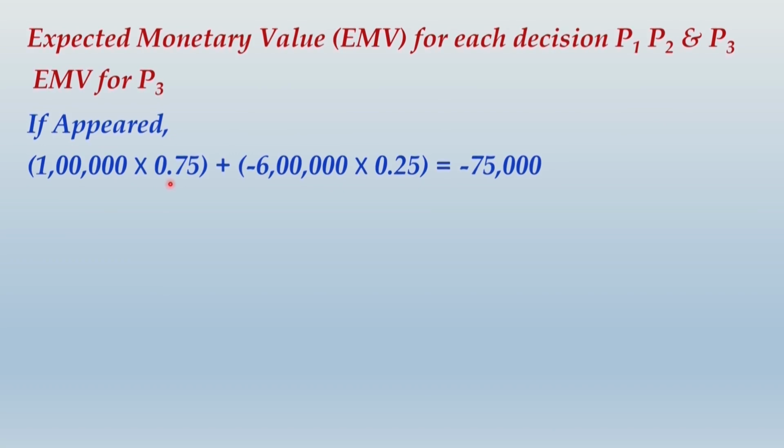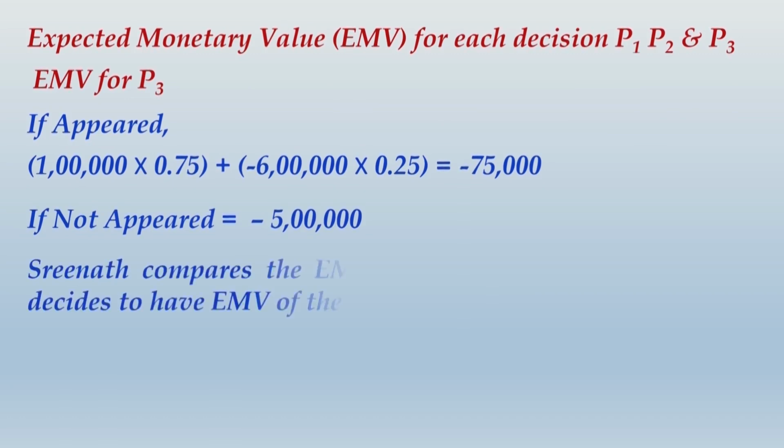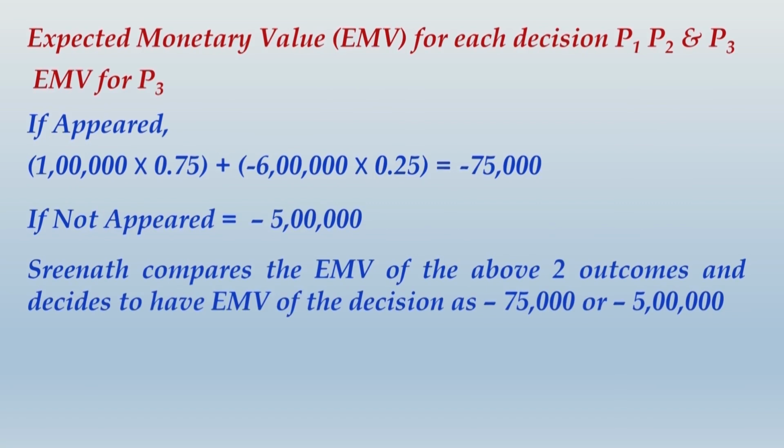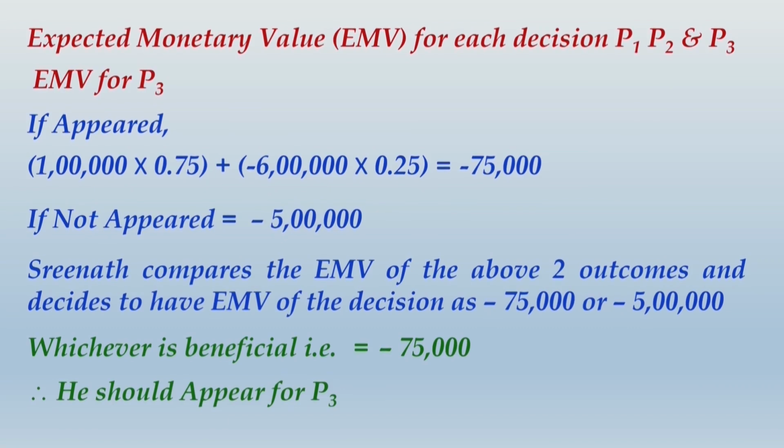1 lakh cash flow positive will have probability of 0.75. 6 lakh cash flow negative will have probability of 0.25. The expected monetary value of P3 if appeared is minus 75,000. If not appeared, it is clearly minus 5 lakhs. So Srinath will compare the EMV of the above two outcomes, that is minus 75,000 or minus 5 lakhs. Because both are negative values, the lower negative value will be preferred. So whichever is beneficial, that is minus 75,000. So the conclusion is he should appear for P3.